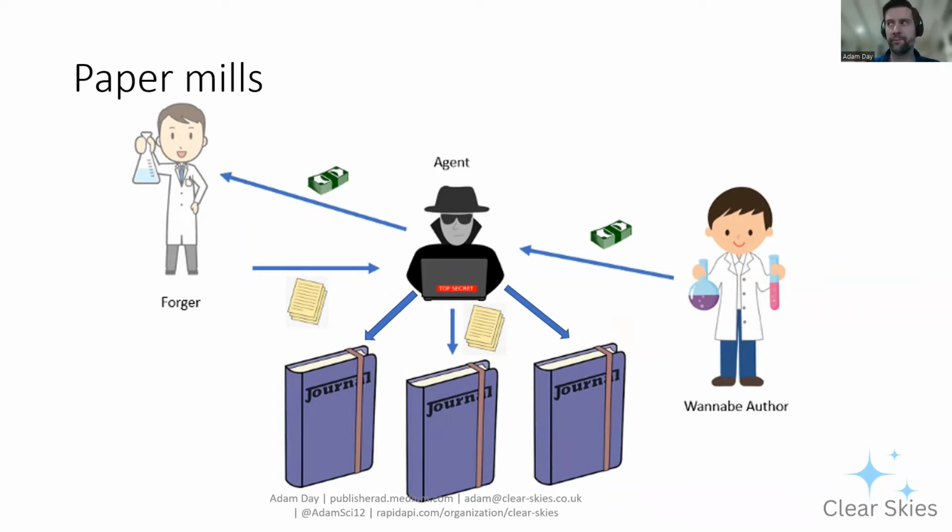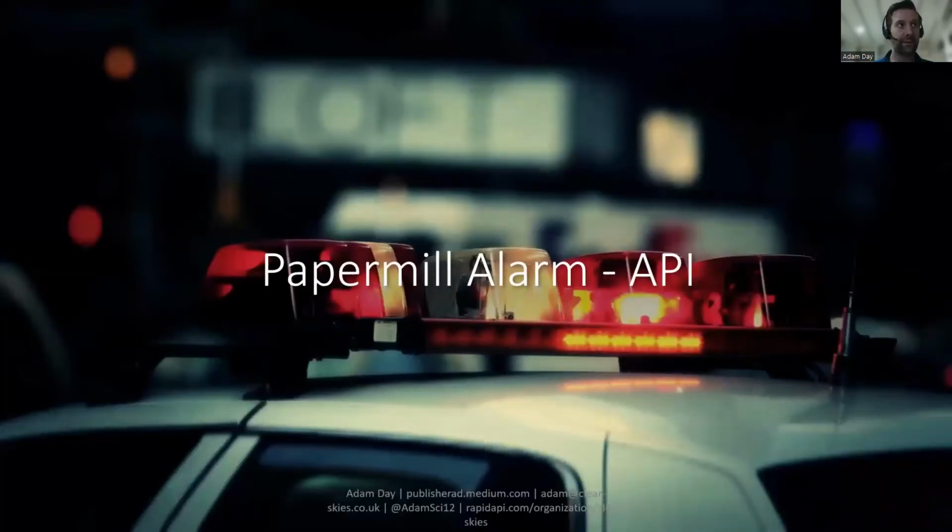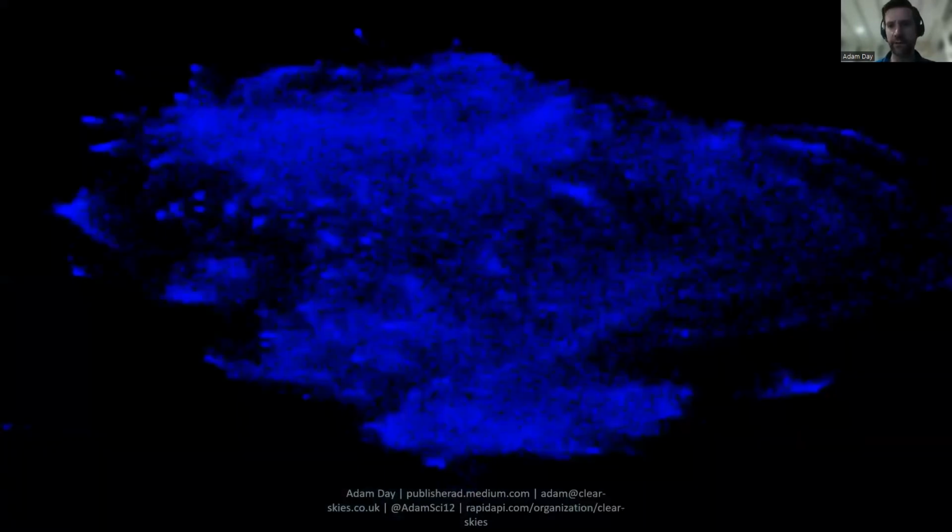The problem here, of course, is that while getting these detections after publication is very useful and interesting, it would be much better to get them before publication, right? That would be the ideal. And so that was why we built the Papermill Alarm. This is quite a different API, so I'll say a bit about how this was put together.